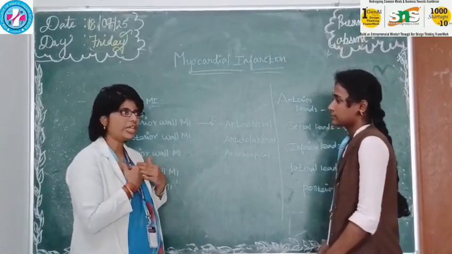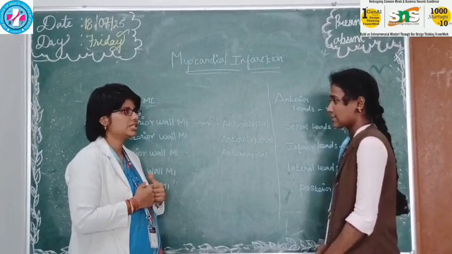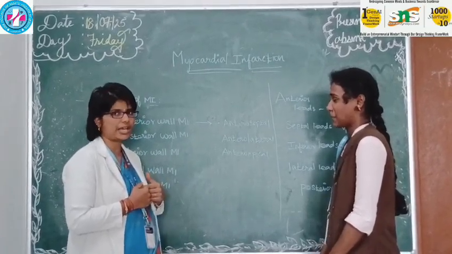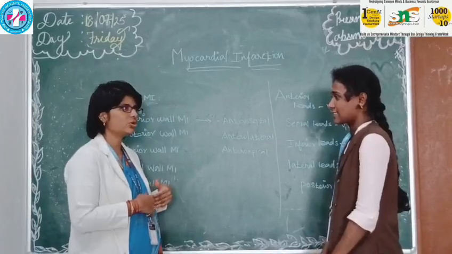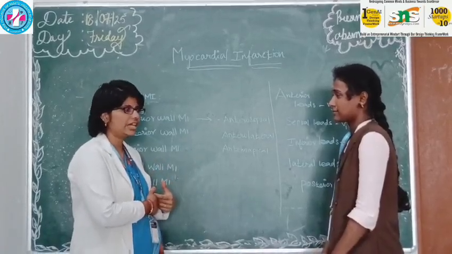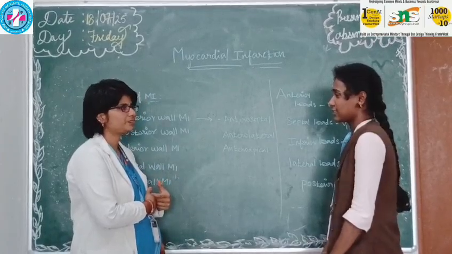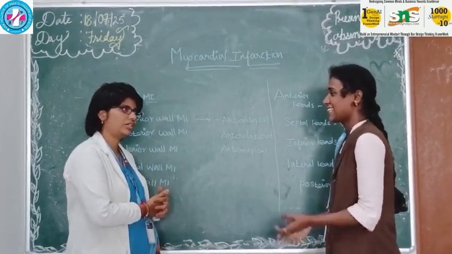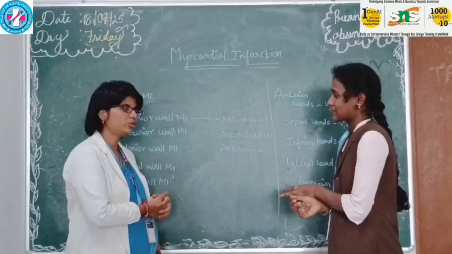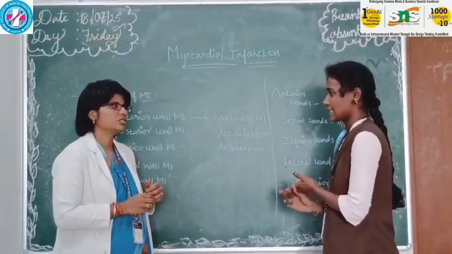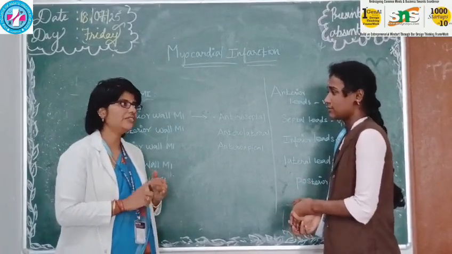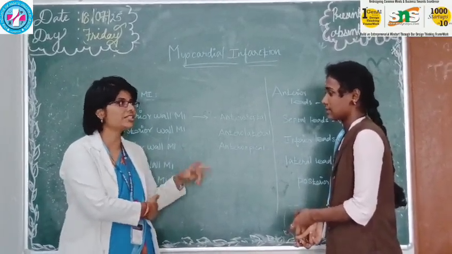Okay. So V1 and V2 are septal leads. V3 and V4 are anterior leads. V5, V6 are lateral, and also the inferior leads are 2, 3, AVF. Okay, leads 2, 3, AVF are inferior leads. Lateral leads are lead 1, AVL, V5 and V6.